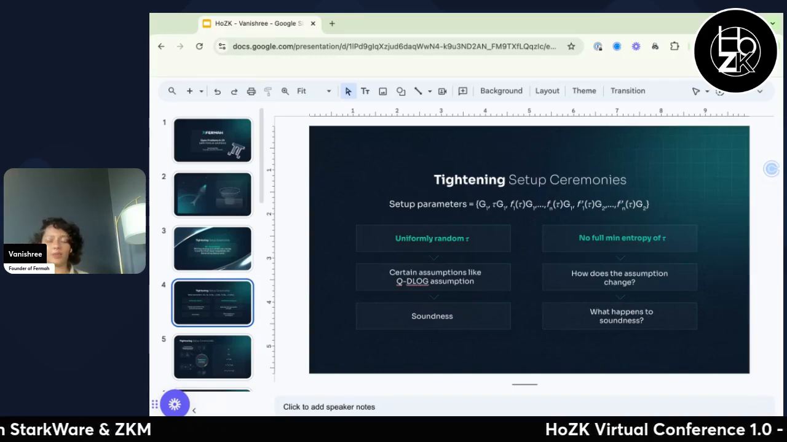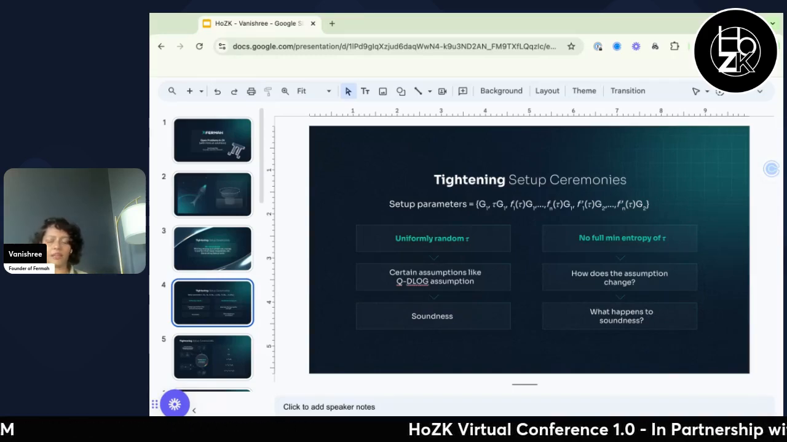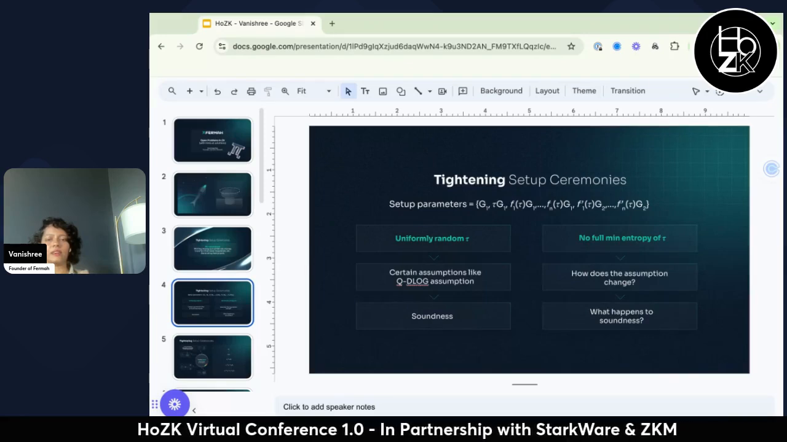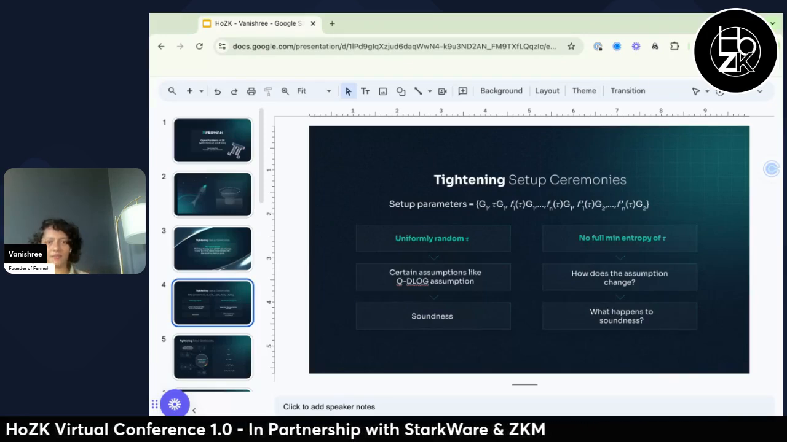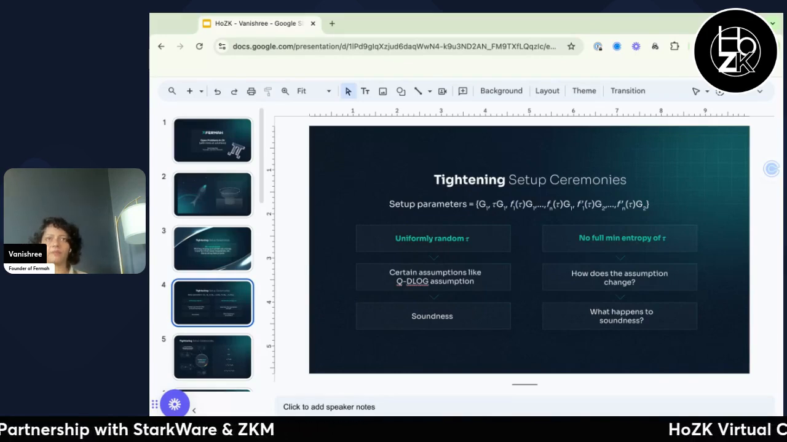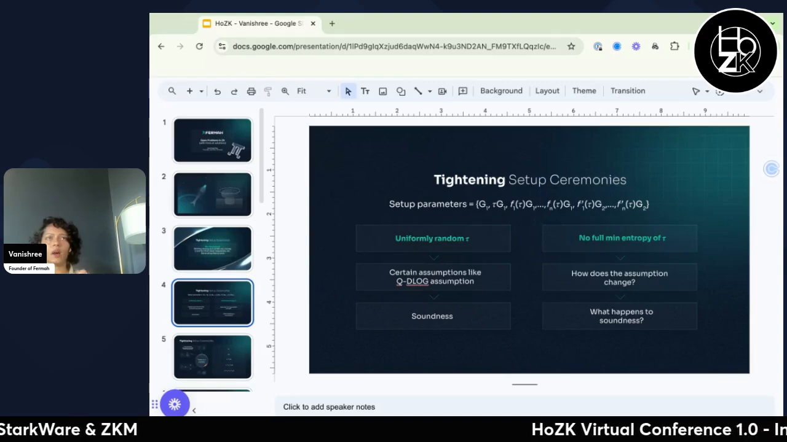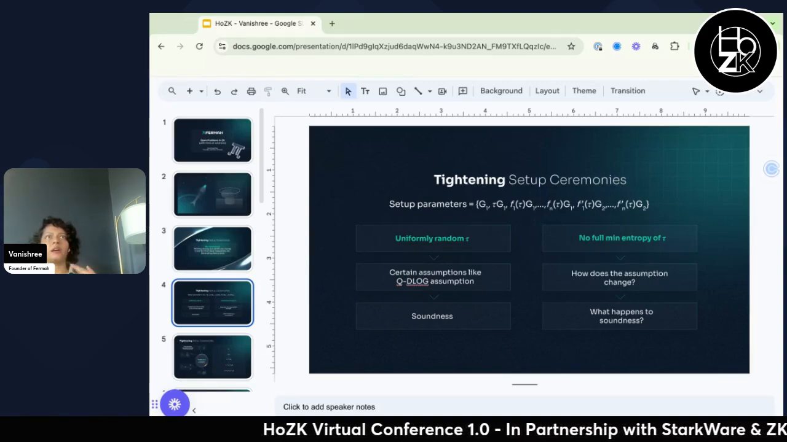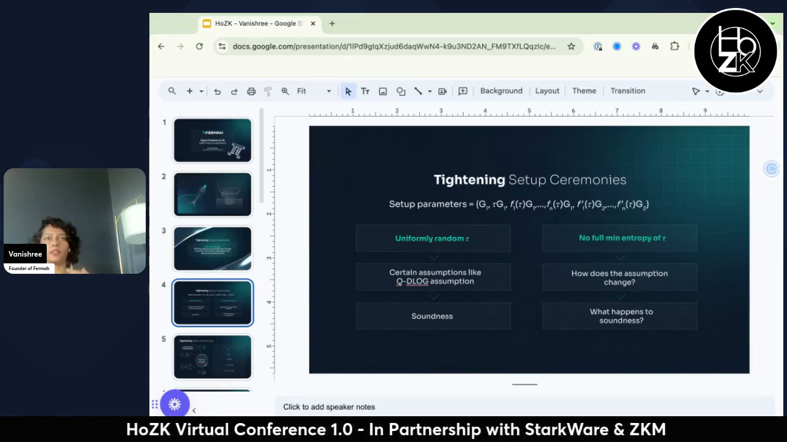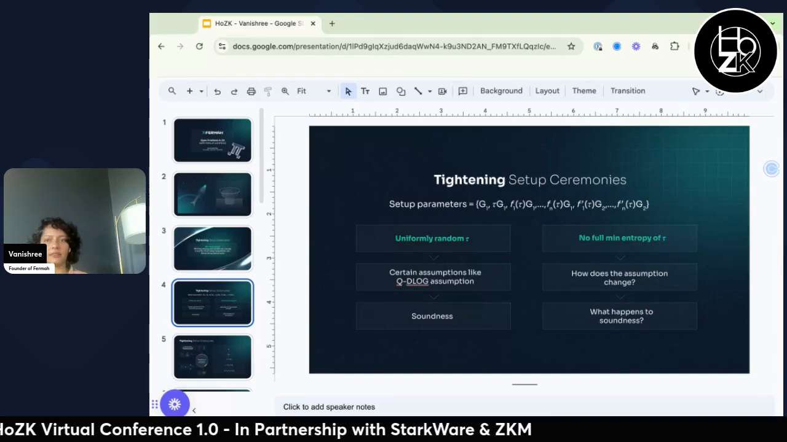They typically don't have the full entropy, right? They have some distribution. So that's the question. Now, let's dig a little bit deeper. Why is distribution important? Why is full min entropy important? Let's dig into that a little bit.